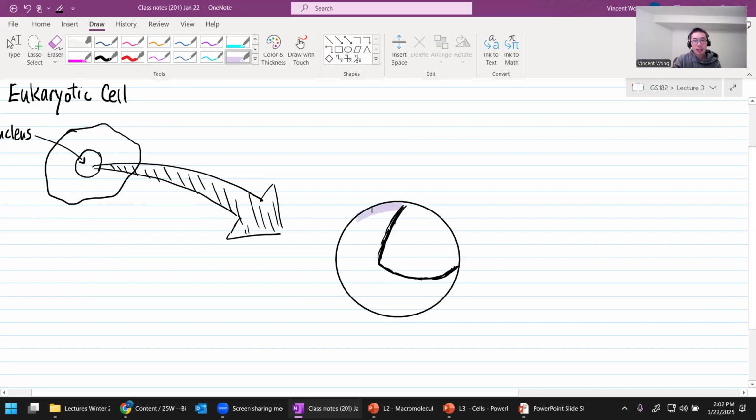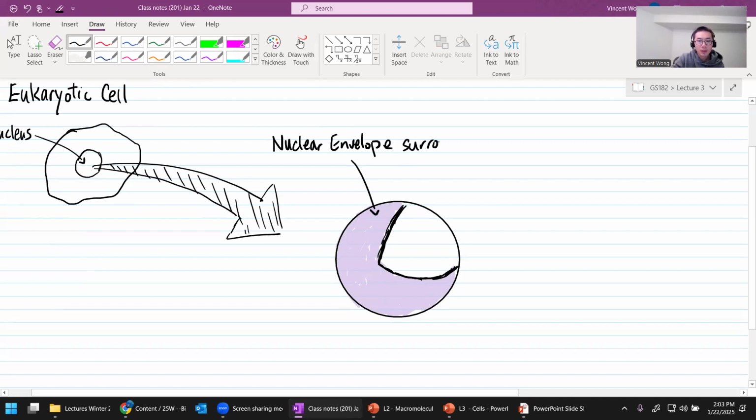Now, the nucleus is actually covered by an envelope, by a membrane. All right? So that's what this purple coating is. There we go. So that is what we call the nuclear envelope. I'm gonna put it here for you. Nuclear envelope. The nuclear envelope surrounds the nucleus.